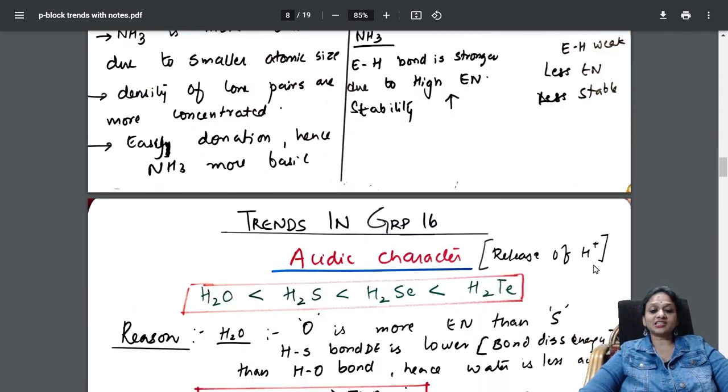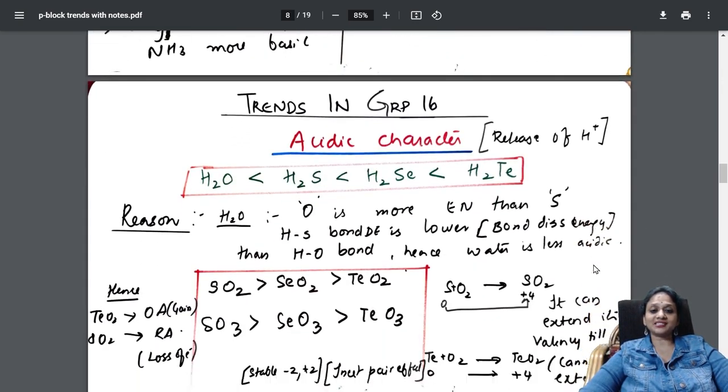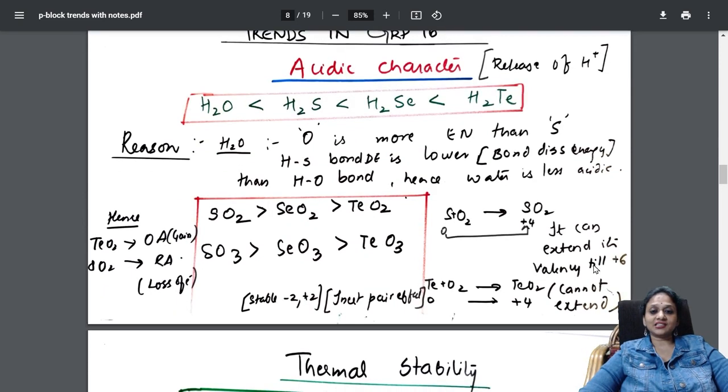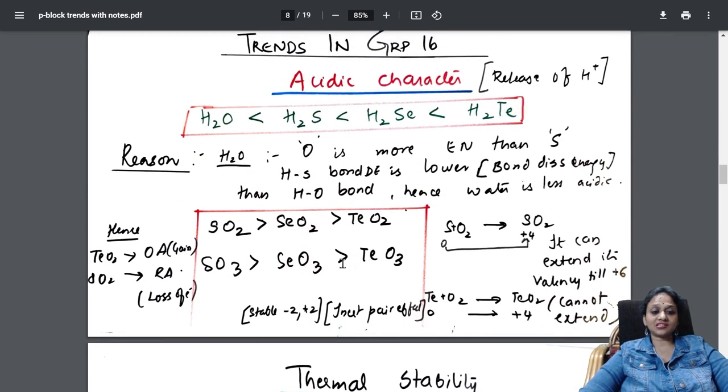Next comes group 16. Important concept is acidic character. All right. In acidic character of oxides, what is important? Why is this more acidic character, what is the reason, because of the bond length, how is it affecting, everything I have mentioned here.